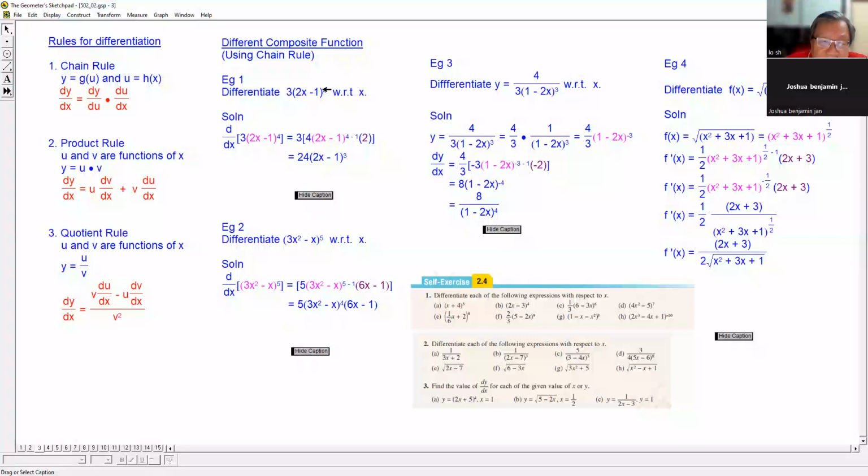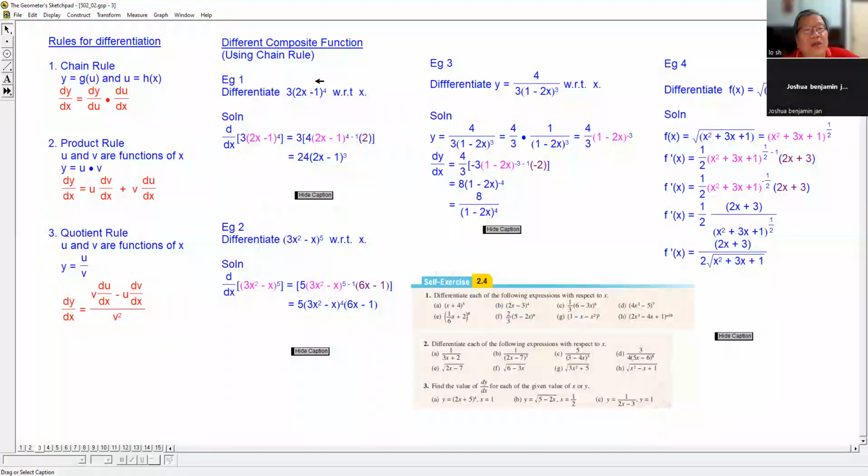So if you see there is a bracket raised to a certain power, whether it is a positive power or negative power, you use the chain rule. Or what is the chain rule? I'm going to show you how to differentiate using the chain rule.